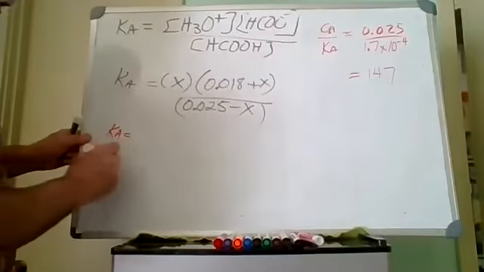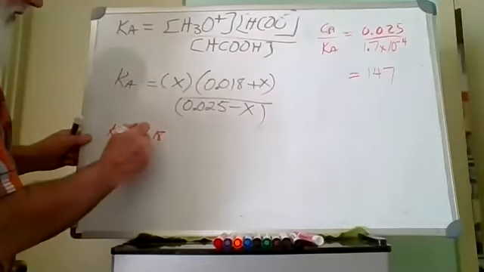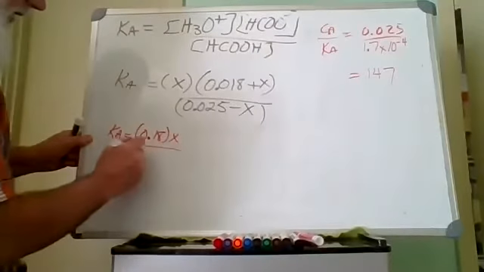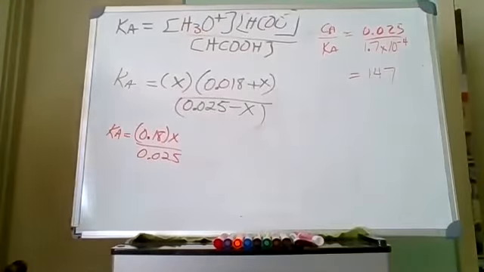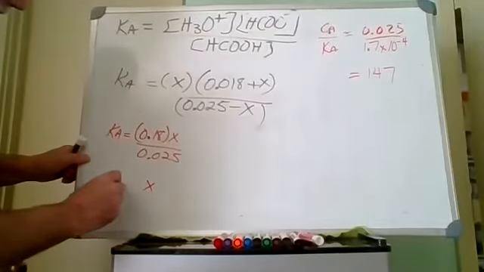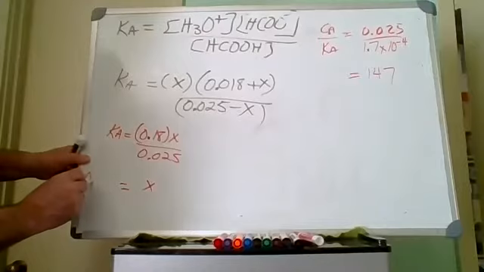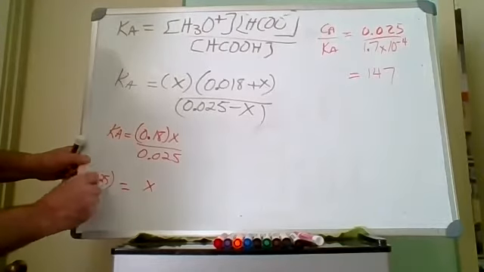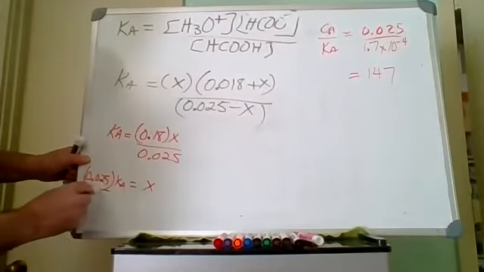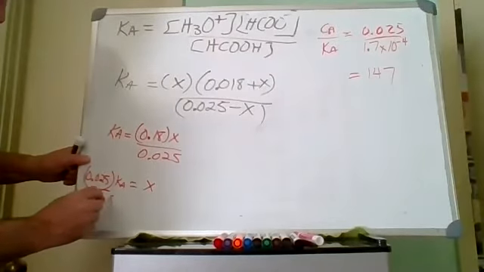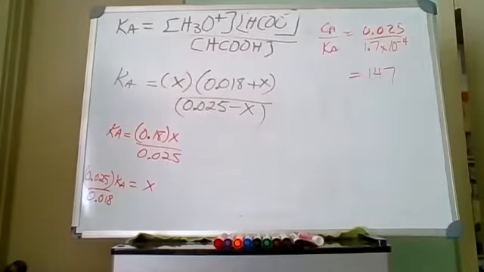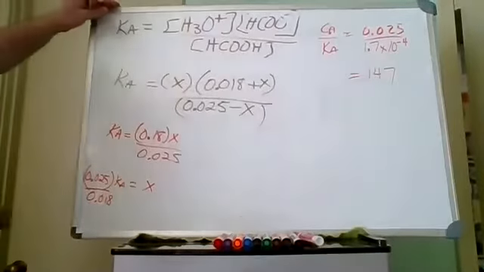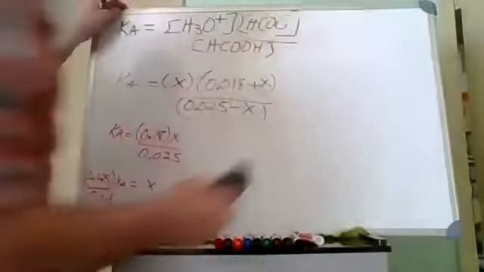Ka equals 0.018 times X divided by 0.025. Now we can isolate X: X equals 0.025 times Ka divided by 0.018. And again, I have run out of room, but I have this over here.